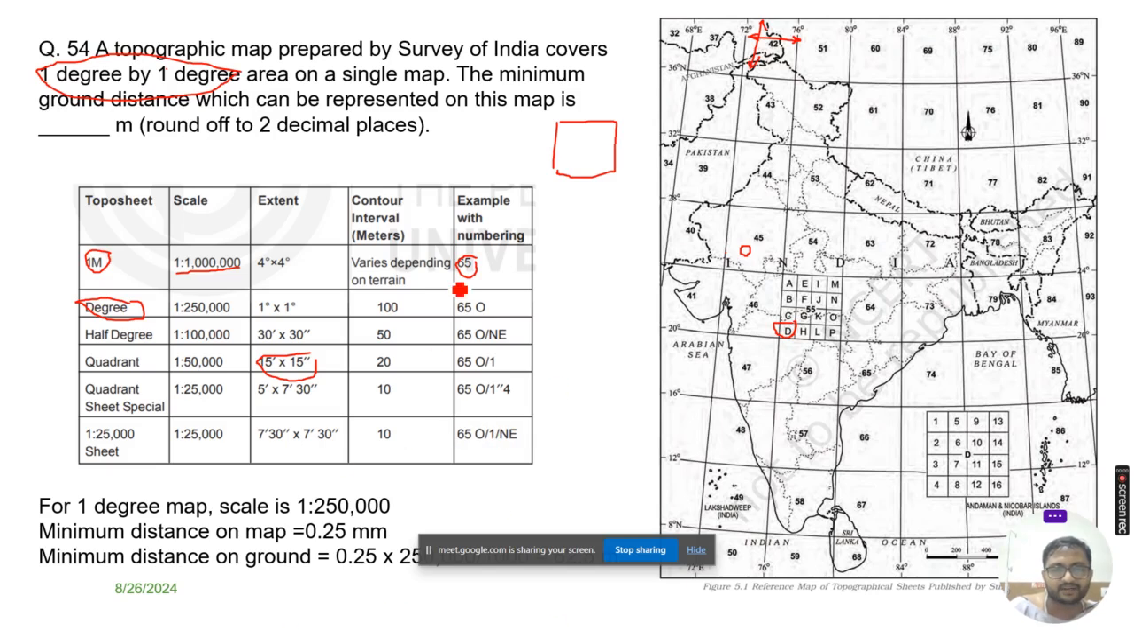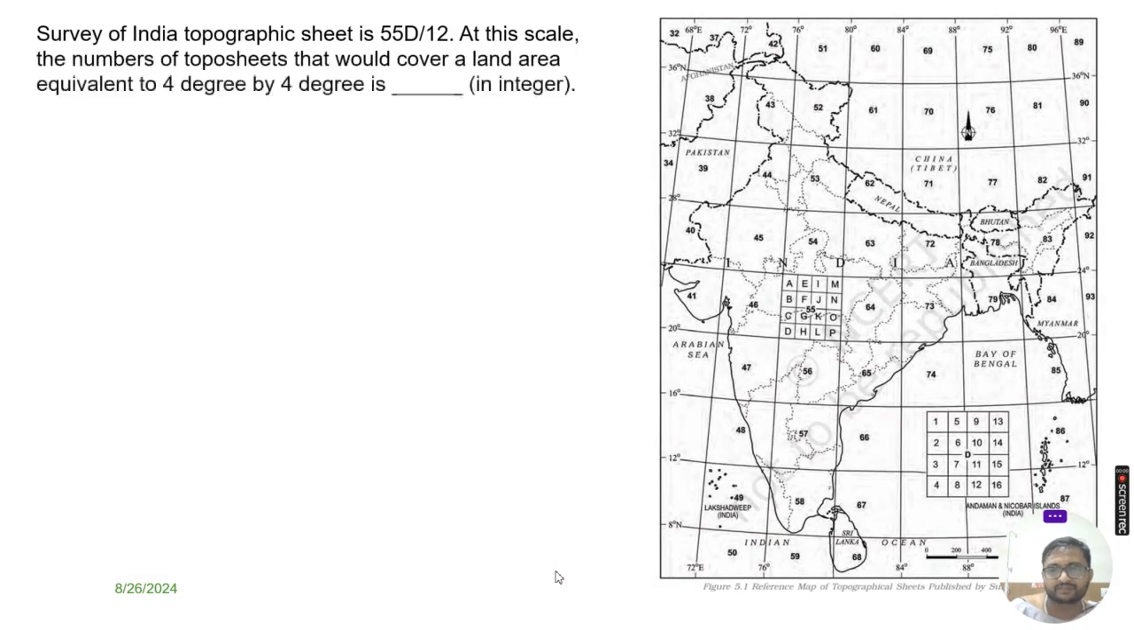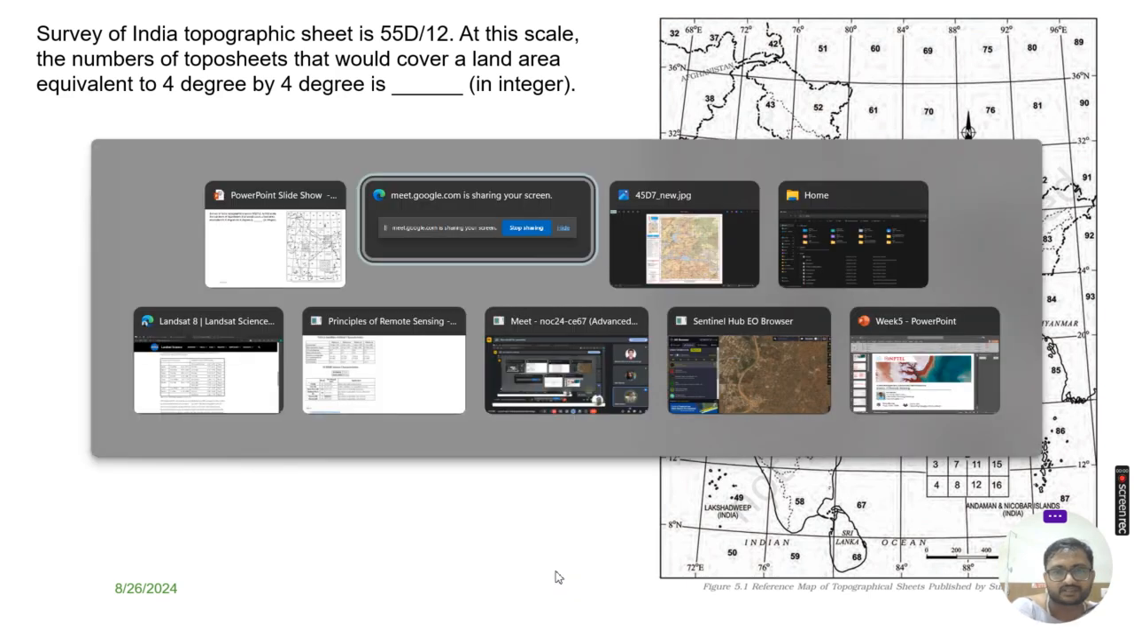When we have 0.25, if you convert that from mm to meter, it will become 62.5 meter. I will give you some time. Just recall this example one more time, because it is very different. Based on this, we have one further question, so just try to solve this question. I will give you 5 minutes. You do that, and then we will discuss.